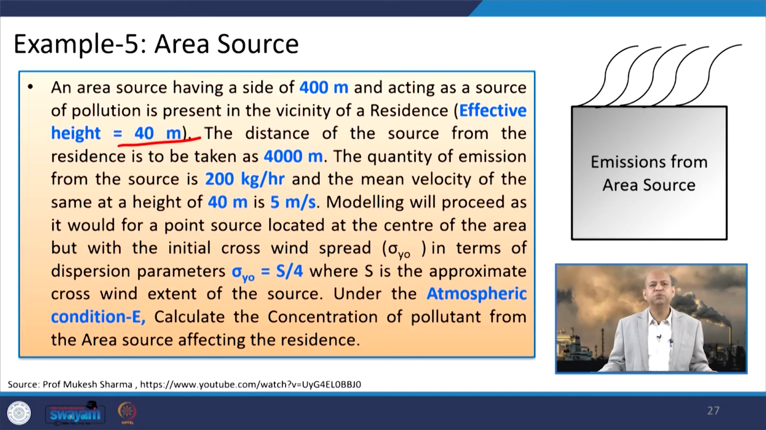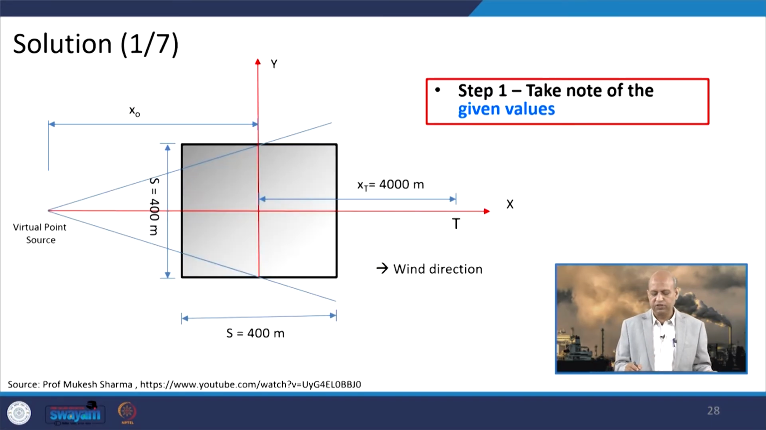For the cross wind dispersion parameter, sigma y 0 is s by 4. S is the approximate cross wind extent of the source under the atmospheric condition E, it has been assumed. So, we need to calculate concentration of the pollutant from the area source affecting that residential colony, which is 4000 meter away from the source. This is the residential colony where we need to calculate concentration, the distance is given from the center of the area source.